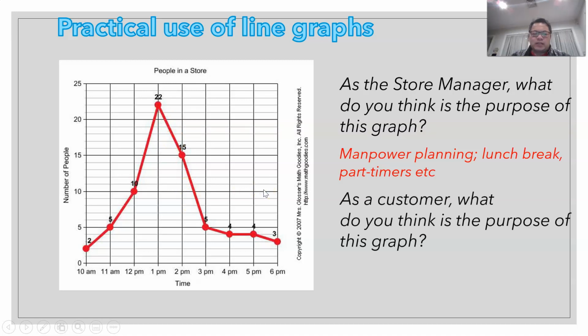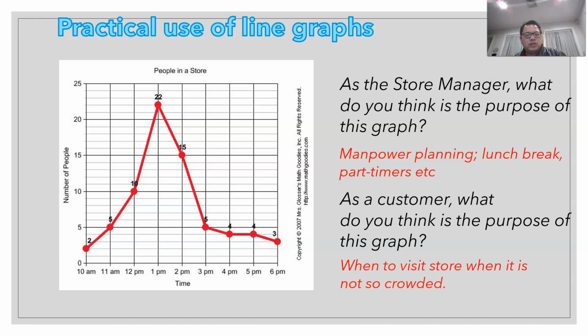But what about a customer? So what do you think is the purpose of this graph? If I'm aware of the number of people attending, especially during this pandemic, the government has actually told us not to go to the store if it's possible. And truly, if we need to go to the store, we go when it is not as crowded, isn't it? So we look at the times.